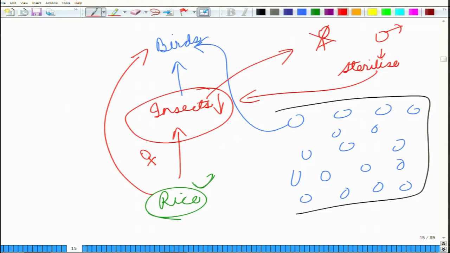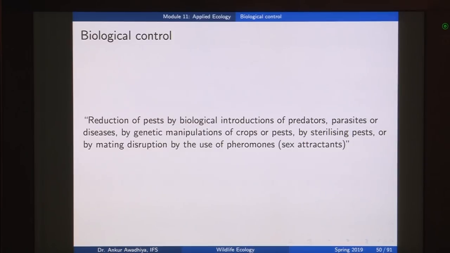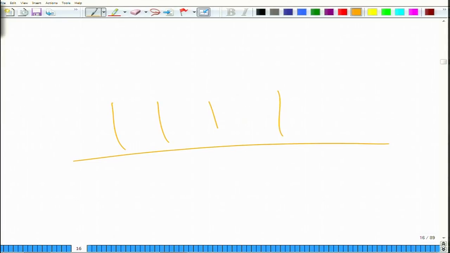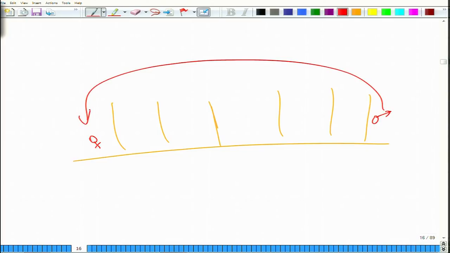So, you can go for a genetic manipulation of the pest as well, or probably you could give it certain genes such that it becomes sterile after a while, or you could go for direct sterilization of the pest, or mating disruption by the use of pheromones or sex attractants. Now, if you have a large sized field, so you have a number of crops, a number of plants, and you have say a female insect here and a male insect here. How does the male insect get to know that it has a female here, so that it will be able to come to this location? In this case, the females release some chemicals that are known as pheromones. These are certain sexually attracting chemicals, and when these chemicals are released, the male gets to know that yes, there is a female there and I should go in that direction.